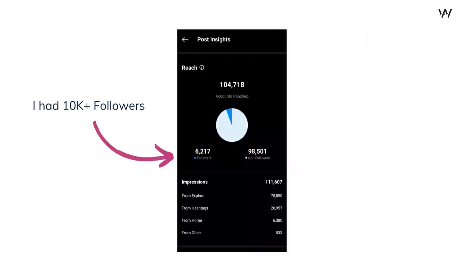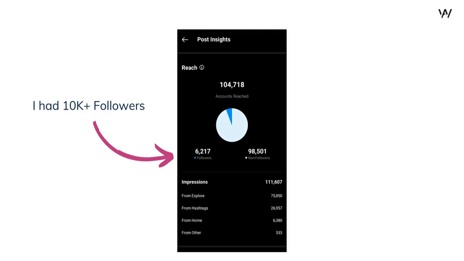As you can see on the screen, I have the post insights of one of my posts. I posted this post when I had around 10,000 or 10k plus followers. At the top, there is the reach metric and it says 104,718 accounts saw this post. And below, I've pointed an arrow to the followers versus non-followers division.